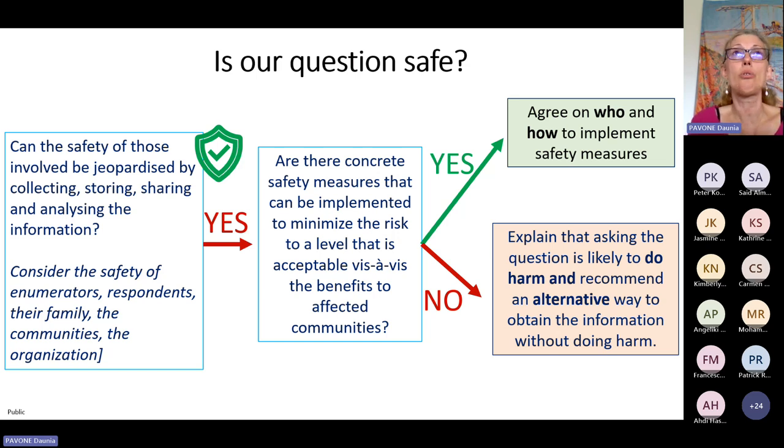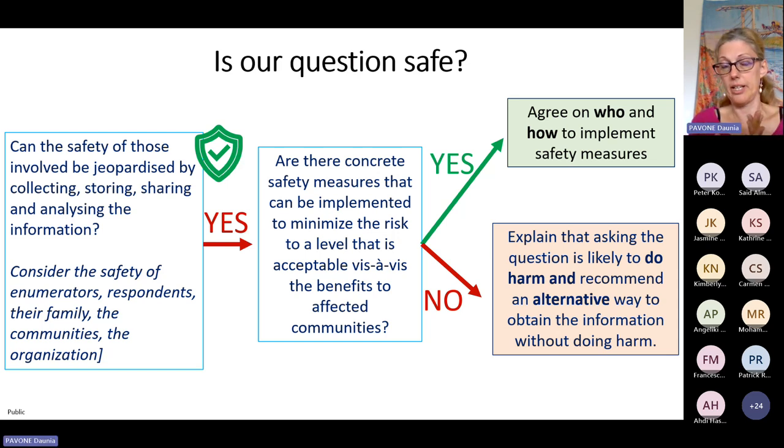And one really crucial thing to remember is that we can put a number of people and groups at risk. We can definitely put the people who are asking the questions at risk, our enumerators, data collectors, interviewers, whatever you want to call them. But we can also put the people who are answering the questions at risk, so the respondents. We can put their communities at risk, their families at risk, and the organization at risk as well. So we do need to consider a long time frame that goes from collection of the data to storage, analysis, and sharing of data. But we also need to look at the different groups and individuals that we may be putting at risk: the data collectors, the respondents, their communities and families, and the organizations themselves.